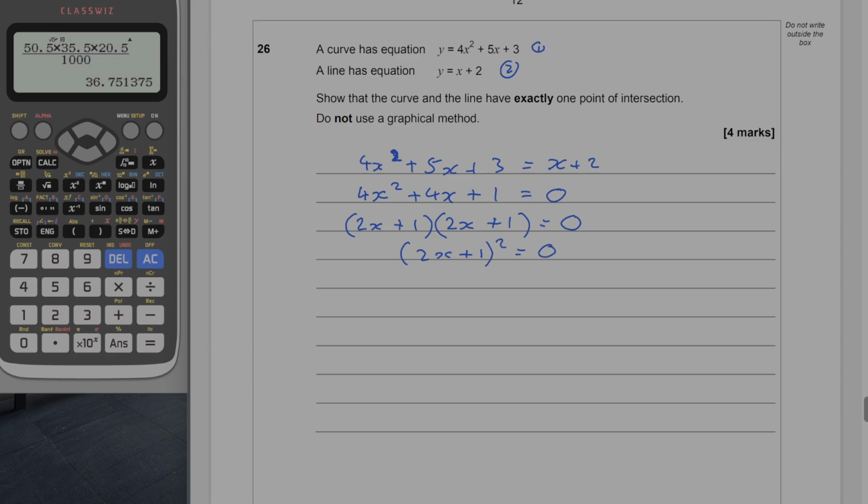So the only solution to that is x would be equal to a half. So the curve has exactly 1 point of intersection. So technically that shows 1 point of intersection. I'm going to go slightly further and say the only point would be a half, and if x is equal to a half, y would be equal to 2 and a half. There we go, so that's the only point of intersection.